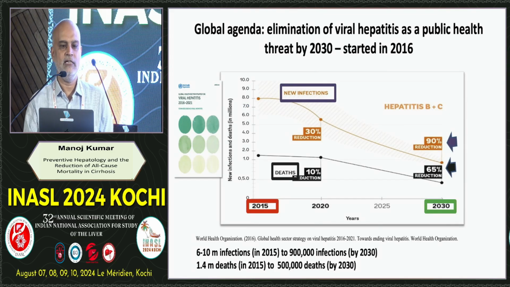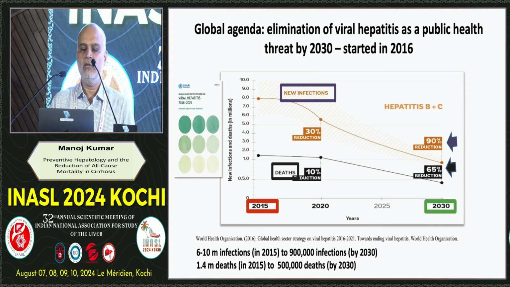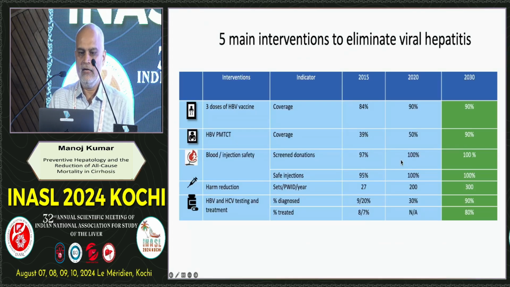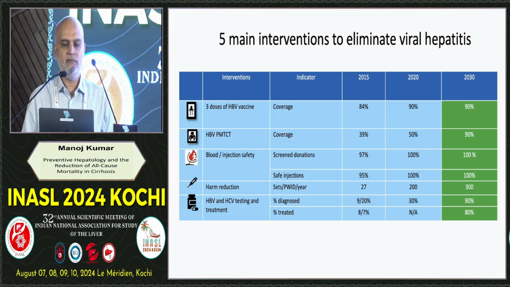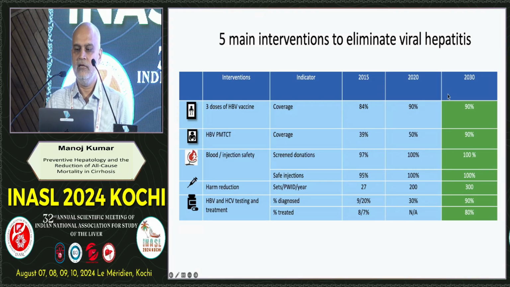As far as viral hepatitis is concerned, the WHO has the global agenda to decrease new infections by 90% by 2030 as compared to the 2015 baseline, and a 65% reduction in deaths due to viral hepatitis. And 5 main interventions have been suggested by WHO to eliminate viral hepatitis, with some targets which are quite ambitious, but we need to focus on them. Mainly hepatitis B vaccination, mother to child transmission, blood and injection safety, drug use, and HBV and HCV treatment strategies.